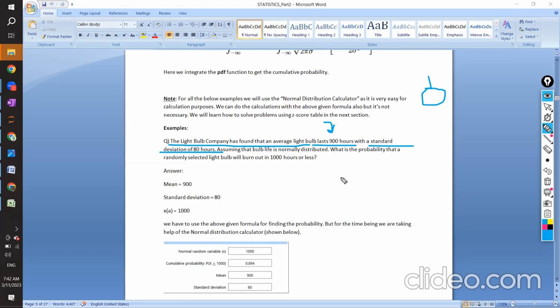You always need to convert the given sentence into mathematical formulas. They will not give mathematical formulas, they'll just give you the practical scenario. Here average is what? He will use the normal word average, but what does it mean? It's called mean. So mean equal to 900, with a standard deviation of 80, that means rho equal to 80.